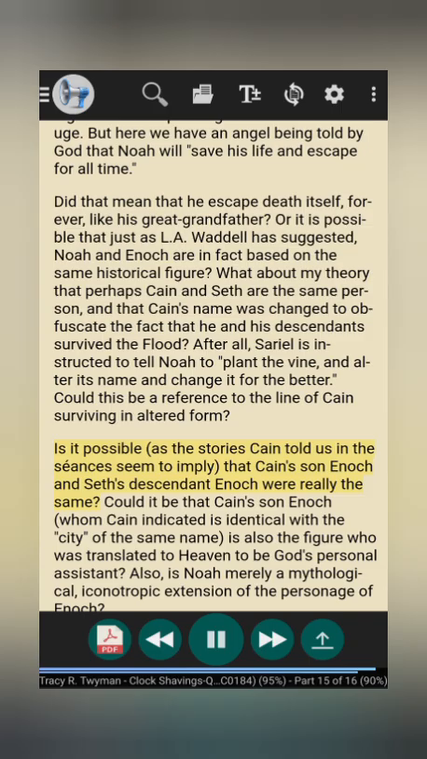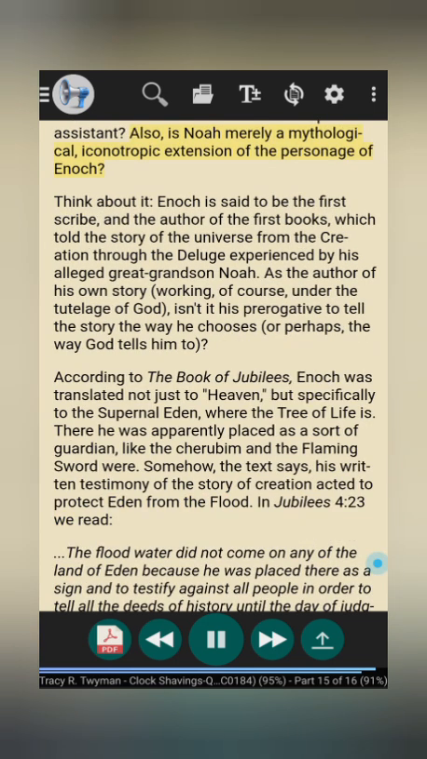Is it possible, as the stories Cain told us in the seances seem to imply, that Cain's son Enoch and Seth's descendant Enoch were really the same? Could it be that Cain's son Enoch, whom Cain indicated is identical with the city of the same name, is also the figure who was translated to heaven to be God's personal assistant? Also, is Noah merely a mythological, iconotropic extension of the personage of Enoch?